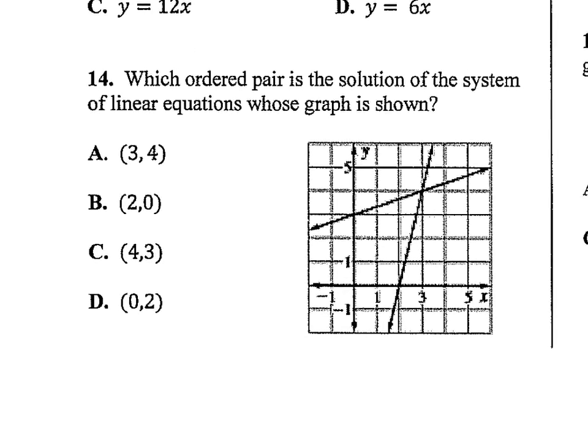14, which ordered pair is a solution of the system of equations? Meaning, where do the two lines cross? That's what a solution means for a system. Where do they cross?